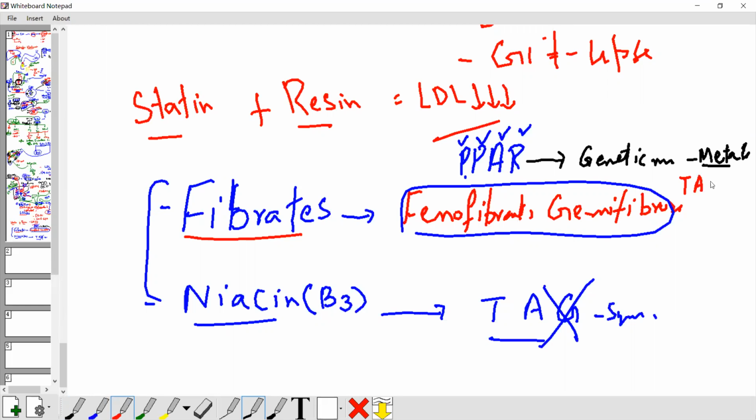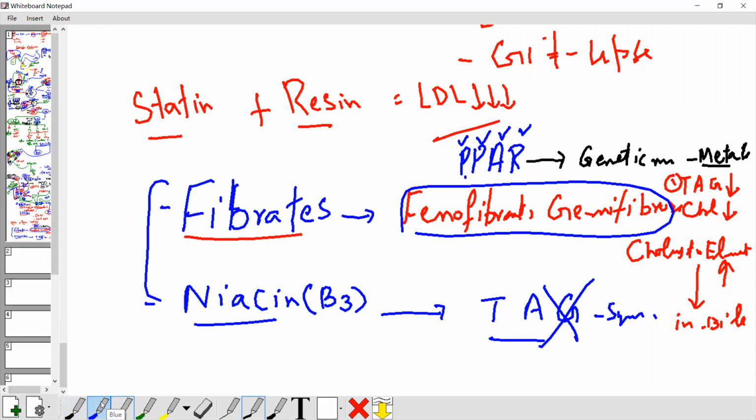Now what is the liver doing? The liver produces very little triacylglycerol. The liver produces very little cholesterol. And now the liver eliminates cholesterol, which is a very important action of this drug. Cholesterol elimination by the liver is increased, in bile. This drug does three things: number one, production of TAG decreases; number two, production of cholesterol decreases; number three, elimination of cholesterol in bile increases.